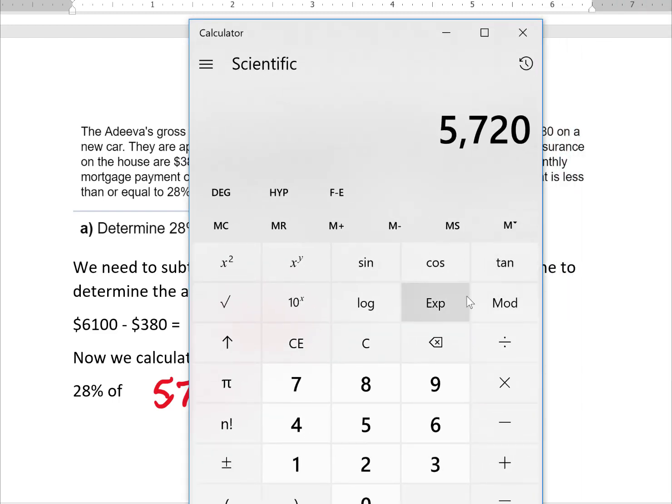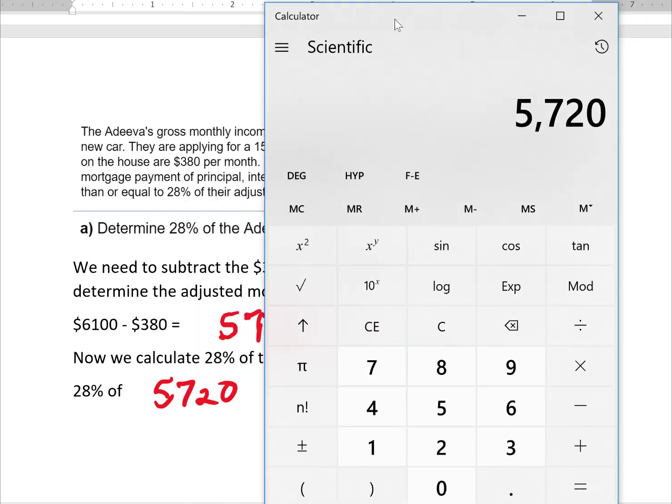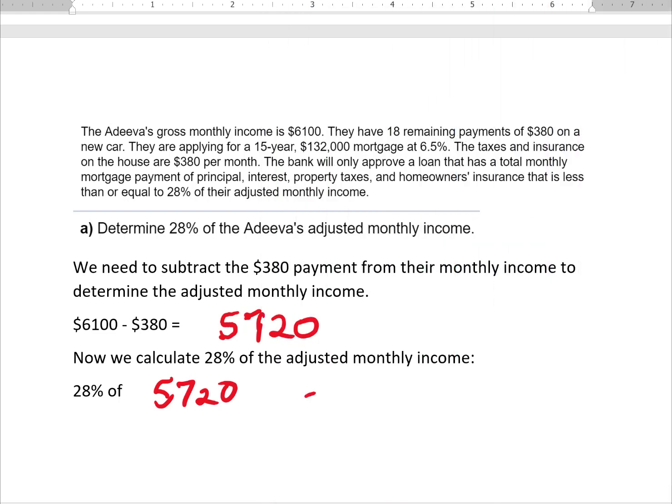So multiply this by 0.28. So it was 5720 times 0.28, so $1,601.60. So that represents the 28% of their adjusted monthly income.